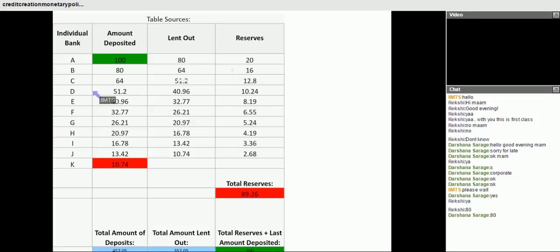Now this new party deposits this in bank D. Now bank D, after deducting 20%, that is equal to 10.24, will give the remaining amount 40.96 to another person. Now that person goes to bank E, then F, then G, H, I, J, and so on till bank K. Now how much is left? Only 10 rupees 74 paisa is left to be given as a reserve. Very less amount is that.